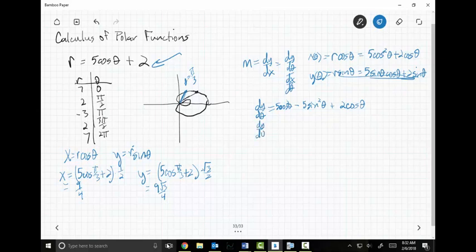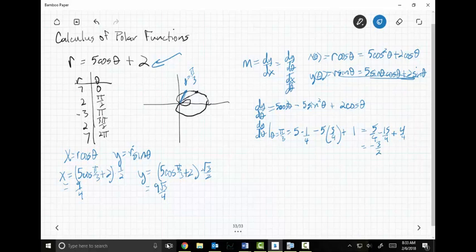dy over d theta at theta equals π/3 is going to be 5 times cosine squared, which is 5/4, minus 5 times 3/4. Ooh, that's not so bad. Plus 1, because cosine of π/3 is a half, times 2. All right, so what does this turn into? 5/4 minus 15/4, plus 4/4, is negative 10/4, which is equal to negative 3/2, right? So that's dy over d theta.